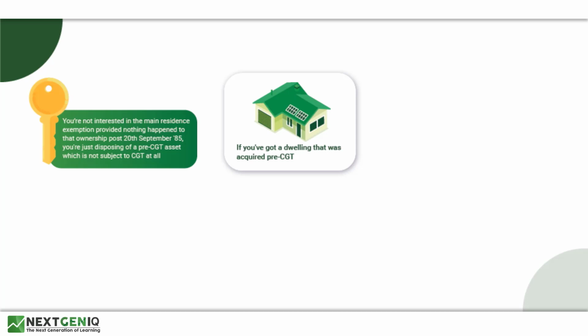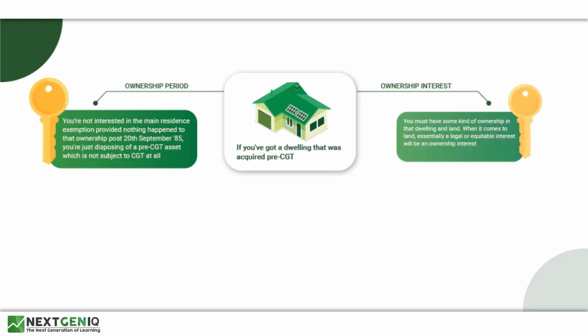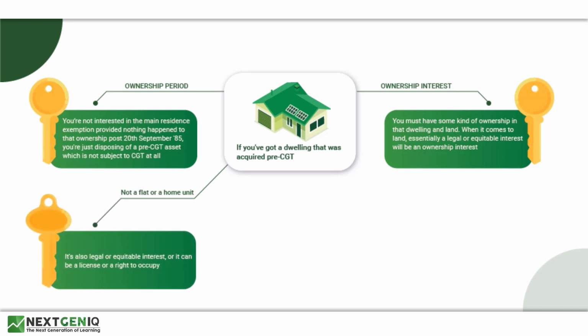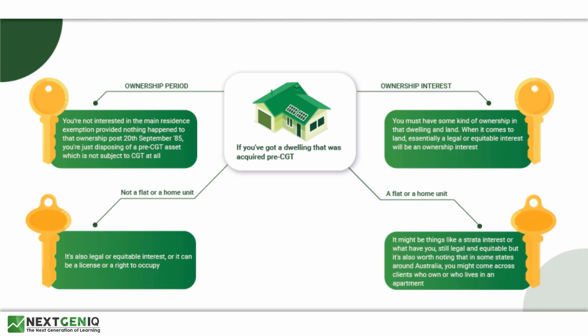So that's the first thing we want to say about the ownership period. The other thing is an ownership interest. You must have some kind of ownership in that dwelling and land. When it comes to land, essentially a legal or equitable interest will be an ownership interest. If the dwelling is not a flat or a home unit, it's also a legal or equitable interest, or it can be a license or right to occupy.